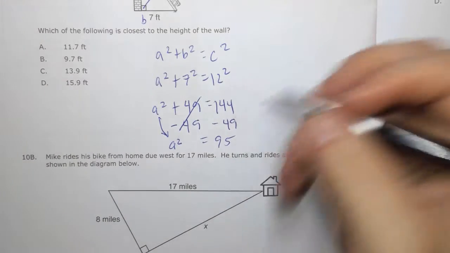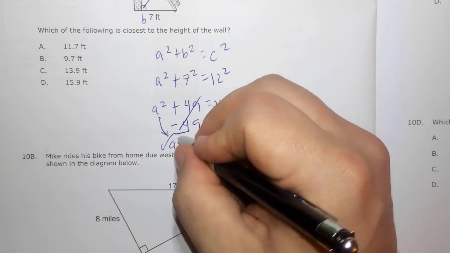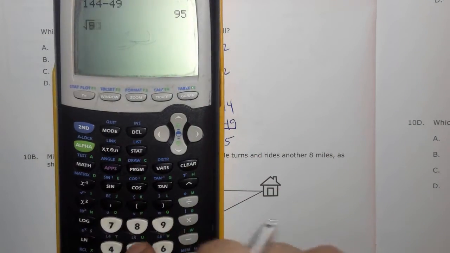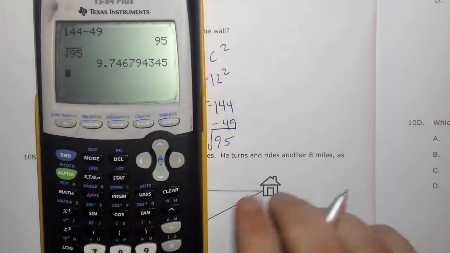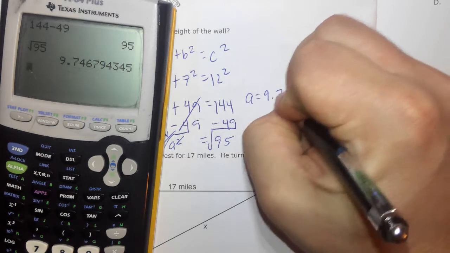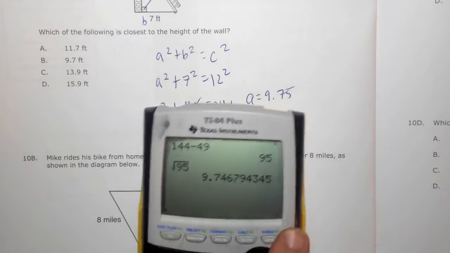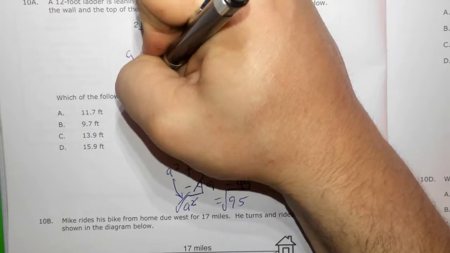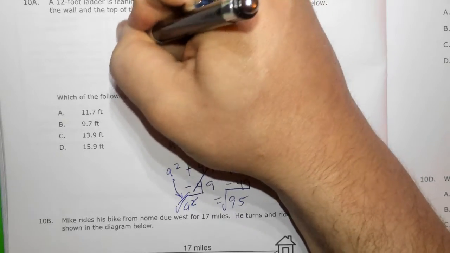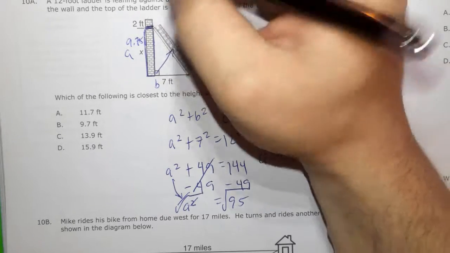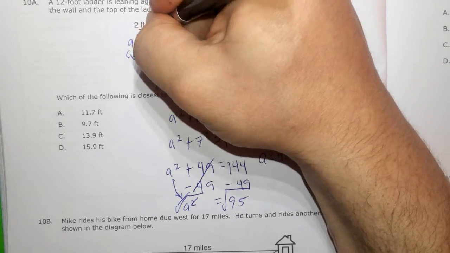So A squared is 95. Then I'm going to square root both of them. So right here I'm going to do second square root of 95, and I get 9.75 roughly. Okay, so A equals 9.75. But remember that 9.75 is this length up to here. We've got an extra 2 feet that we have to account for.